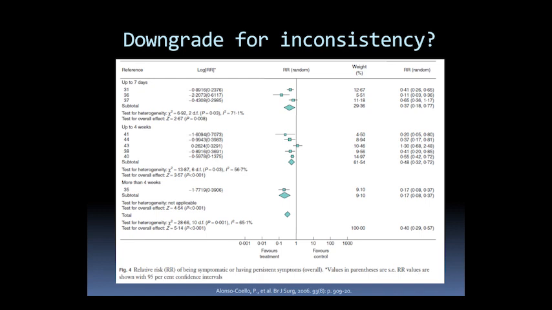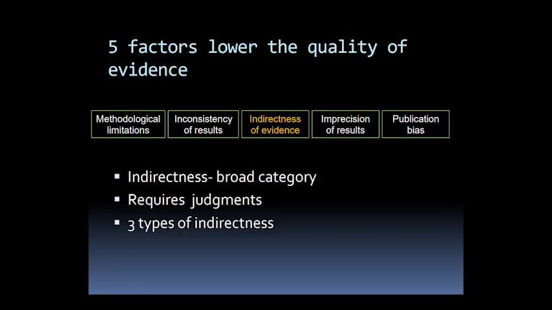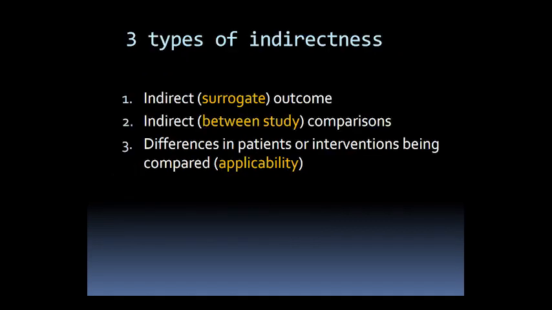In contrast to this one, you can see in this paper, all of these squares are on the left side, except this one. So this has good consistency. Next factor, indirectness of evidence. This requires judgment, so you have to judge that paper. And this is based on what outcomes you are using. Are you using indirect, for instance, surrogate endpoints in the trial? Or is there an indirectness between the study and its applicability?